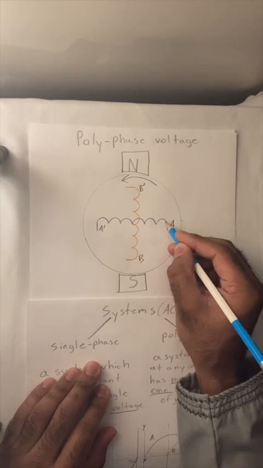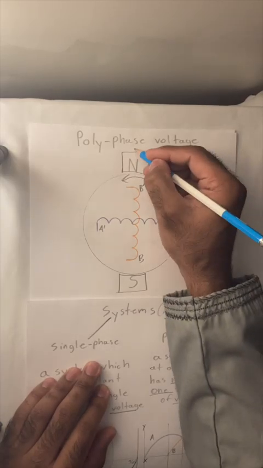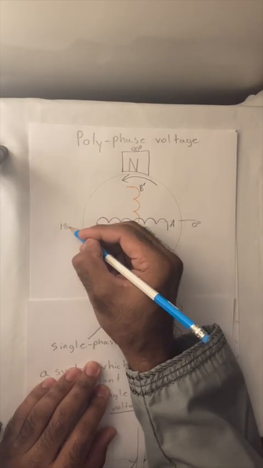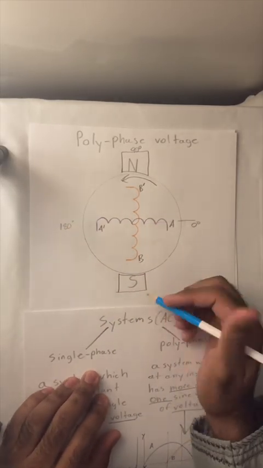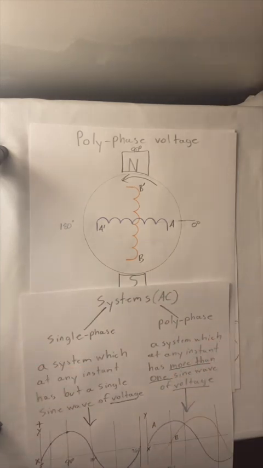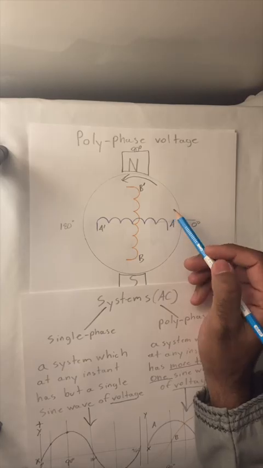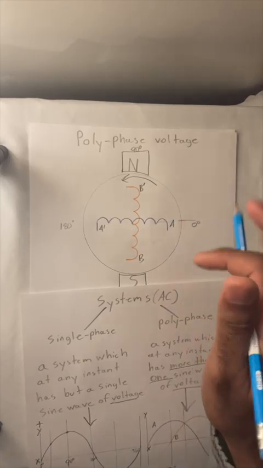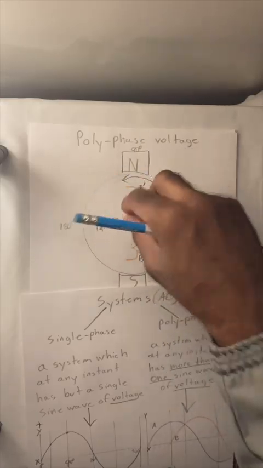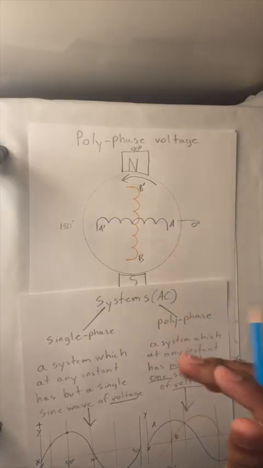At about this point here, we have 0 degrees. Up here is going to be 90 degrees. Here we're going to have 180, and here we're going to have 270. It is basically the same concept as the single phase generation. These windings are fixed relative to each other and they're going to rotate. They're going to maintain their displacement.